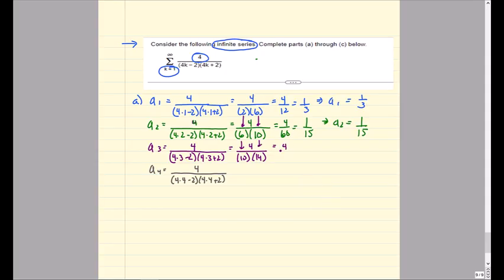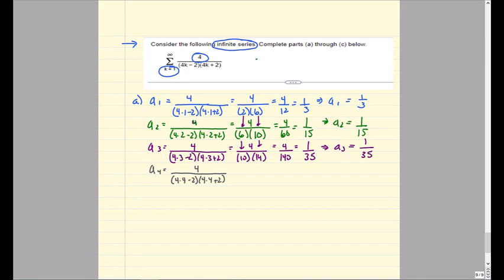So here I could do my cancellation first if I wanted. 4 and 10 would reduce to 2 and 5, and then the 2 would cancel into the 14. I'm just going to go ahead and write this out. So 4 over 140 would reduce to 2 over 70, which would be 1 over 35. So a sub 3 would equal 1 over 35.